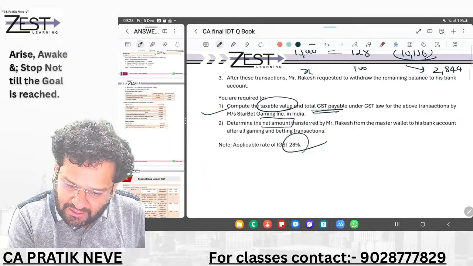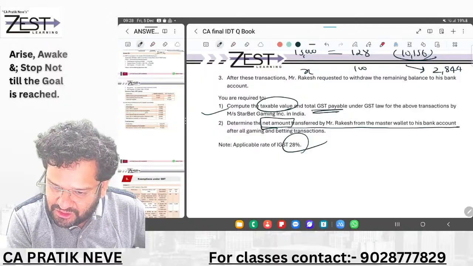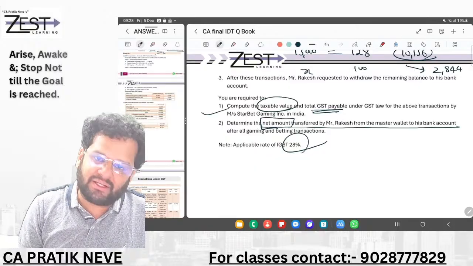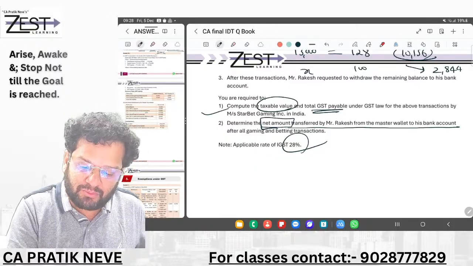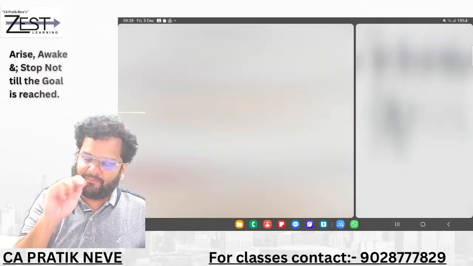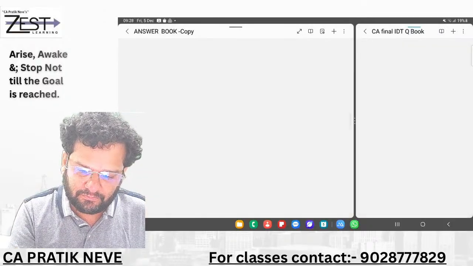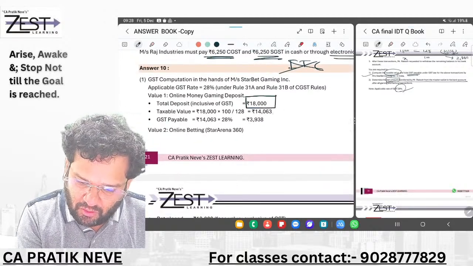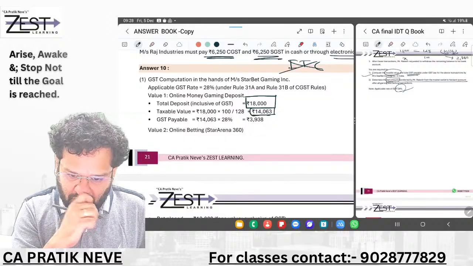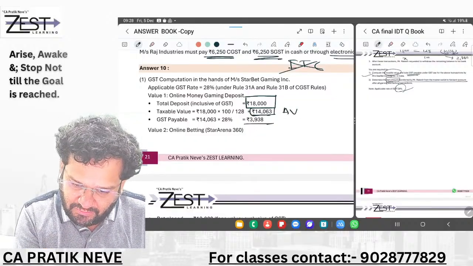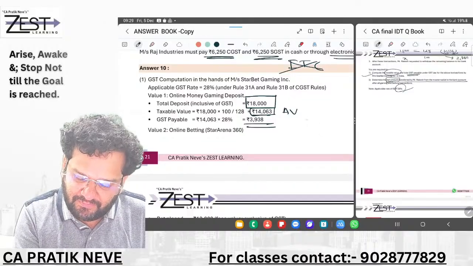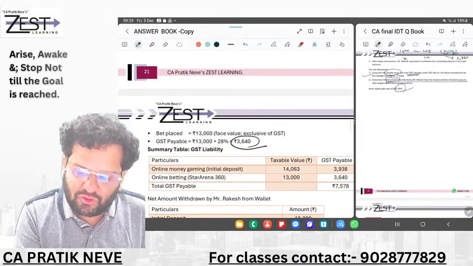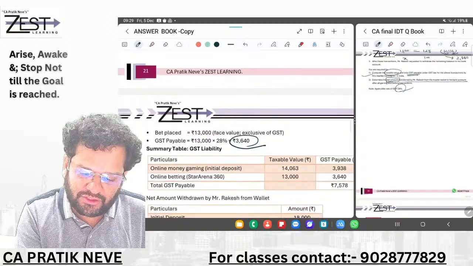And you have to calculate the net amount transferred by Rakesh from the master wallet to his bank account after all gaming and betting transactions. So you have to do that plus minus. What plus minus you have to do? See. So as we discussed, total deposits is 18,000. 14,063 will be your accessible value and 3938 or 3937 will be your GST. And then 3640 will be the next GST on the 13,000 which is deposited.